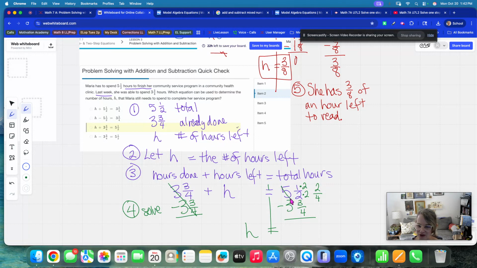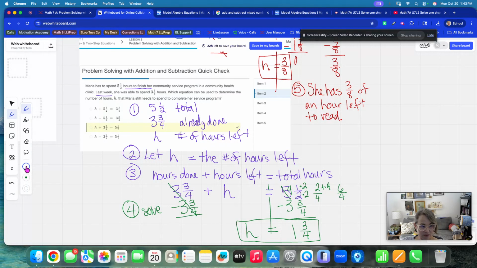So I'm going to go ahead and borrow. I'm going to borrow 1 from this 5. That'll turn it into a 4. Okay, but I'm going to borrow it in the form of 4/4. Instead of just borrowing 1, I'm going to get me another 4 of those fourths because 4/4 is 1. Okay, so now I have 6/4. Take away 3/4 leaves me with 3/4. Okay, 6/4 minus 3/4. Now I have 4 minus 3 is 1. So my number of hours here would be 1 3/4.